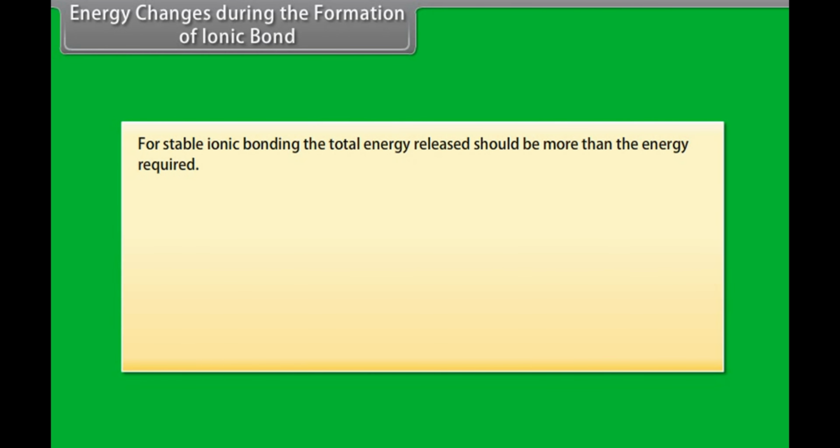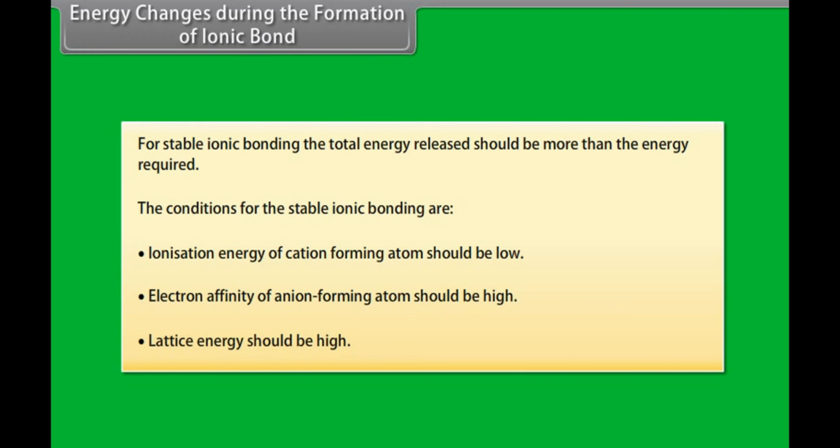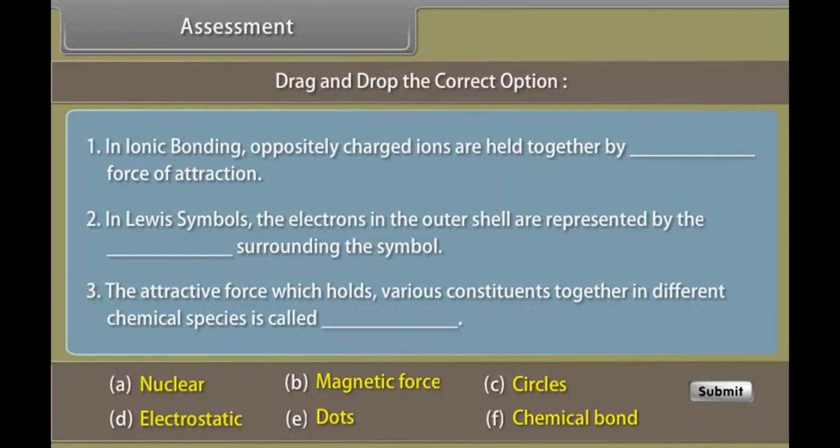Now, for stable ionic bonding, the total energy released should be more than the energy required. The conditions for the stable ionic bonding are: ionization energy of cation forming atom should be low. Electron affinity of anion forming atom should be high. Lattice energy should be high. Assessment. Before proceeding further, let us know how much have you learned. Drag and drop the correct option.